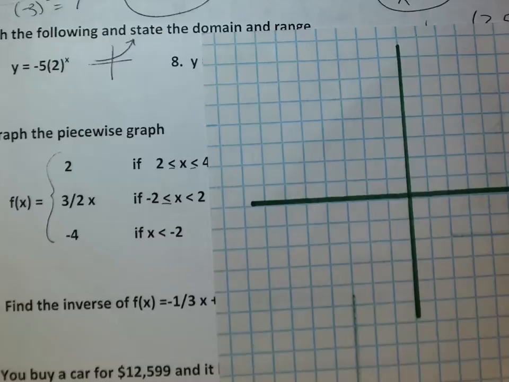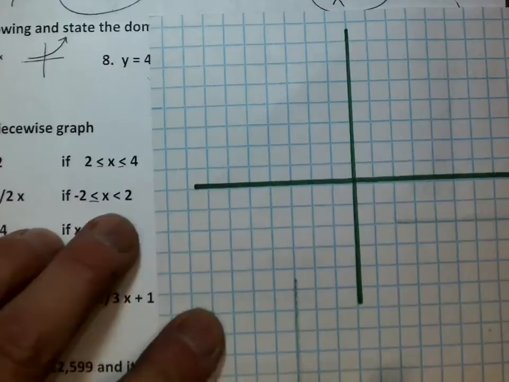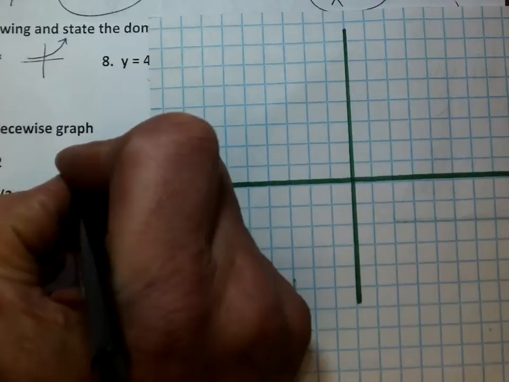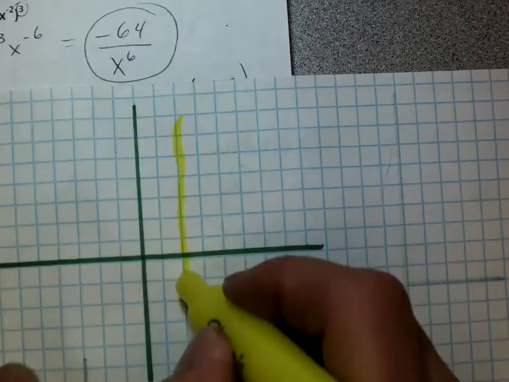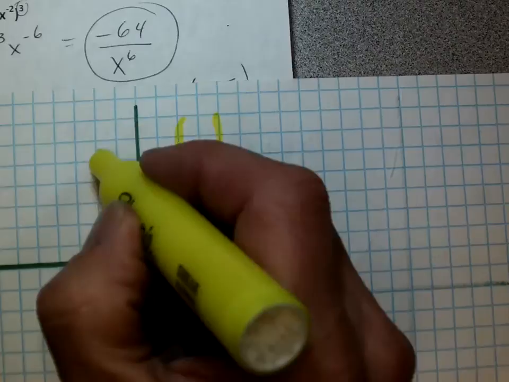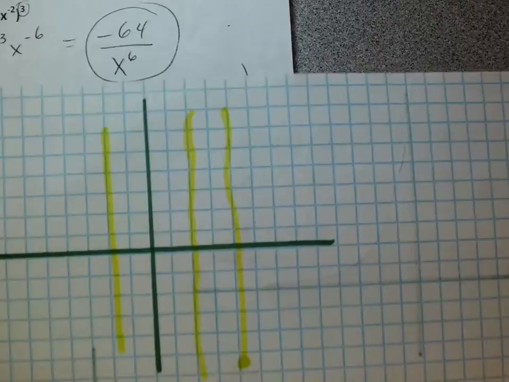Landon. Okay. Now, to do a piecewise graph, the first thing I'm going to do is put my borders in. Oh, and I made a mistake. This should be a negative 2. Okay, maybe not. I guess I'm right. So we're going to have a border at 2 and 4, and a border between negative 2 and 2. And that's all I'll need. So there's my borders.